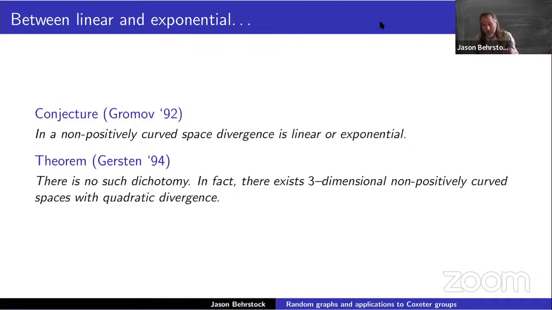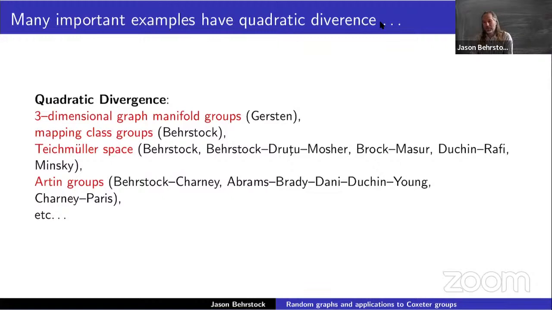And so Gersten's theorem was just the beginning of what became a mini industry of showing that lots of different groups that arise in geometric group theory, in low dimensional topology, lots of really important groups and spaces, have quadratic divergence. So from the point of view of people that study low dimensional topology, these quadratic divergence examples are pretty common, even though Gromov thought maybe there were none of them. And so it leaves open the question of, what is the world of groups that have quadratic divergence? What exists between linear and exponential? What types of things can we find?